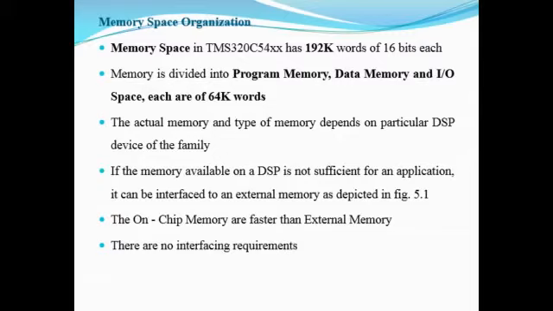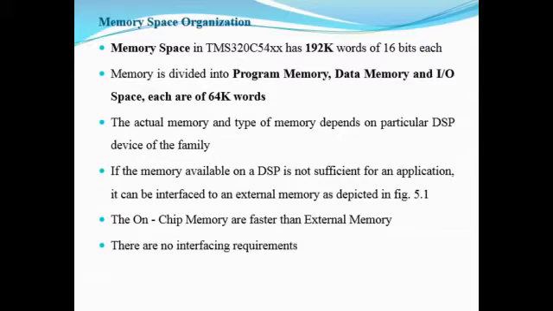And the memory is divided into three different parts. One is the program memory. As I told you earlier regarding the memory classification, it is classified into program memory and data memory. Along with that, we also have a space which is input output space, or IO space, and each will have a memory space requirement of 64 kilowords.